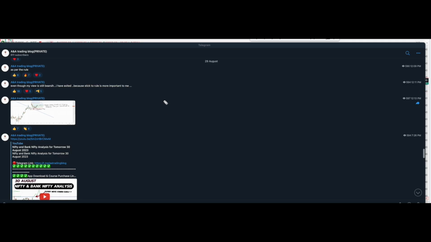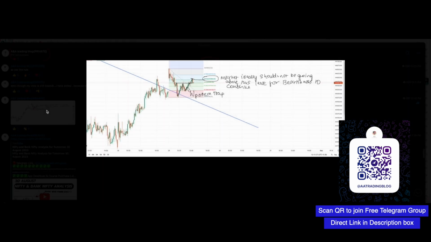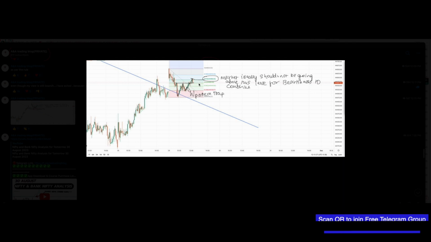Now some of you will still have a doubt: will the setup really work during the live market? You can see here, on 29th of August in our Telegram channel, I had shared a similar kind of setup. Here you can see the market was moving towards the upside. It created a W pattern, gave a breakout. And where did the market go up to? It went up to the 618 level of Fibonacci. At that time itself I said this W pattern can be a trap. The market ideally should not be going above this level for the bearish trend to continue.